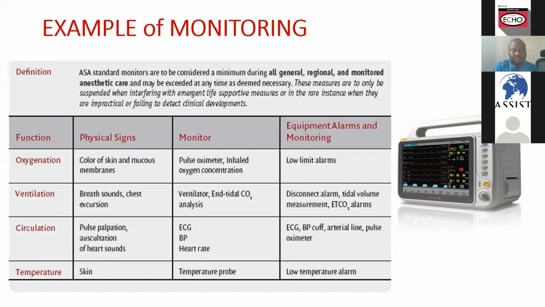For ventilation, we need to check breath sounds through our lung auscultation. And on the ventilator and the cardiac monitor, we can also check the ventilation of our patients by using capnography and checking the level of CO2 to see if our patient is not going into acidosis or alkalosis.